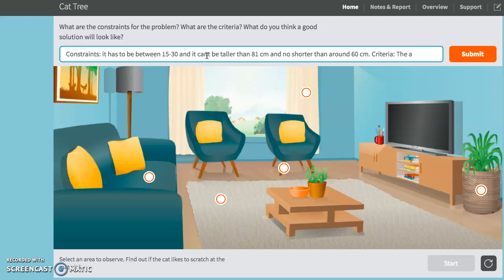the material has to be something the cat wants to scratch, right? That is a criteria. If the cat doesn't want to scratch it, then you wasted your money. A good solution would be to use a material that is not expensive. Let's just put not expensive. I ran out of words. That's awesome. Then you guys can pause this again if you need to.